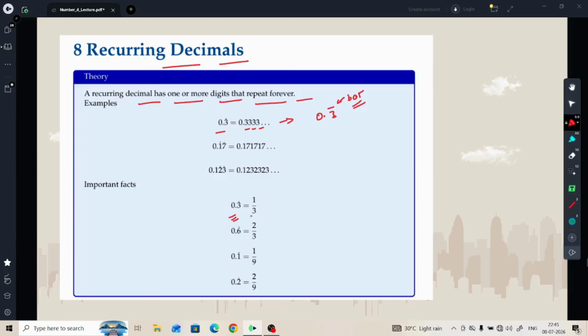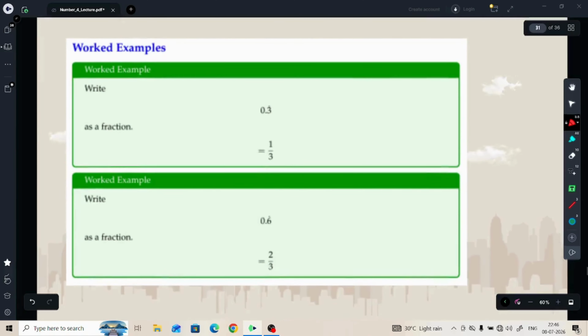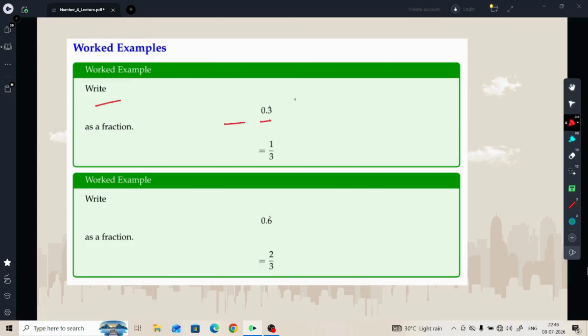You can understand that 0.3 bar, or 0.3 dot actually, can be written as 1 by 3. You'll be getting this answer only. What it means is that in 0.3, this 3 is getting repeated all the time. So if it is asking you to write 0.3 bar as a fraction, you can consider this as x. I prefer to write it as 0.3 bar because it is my habit, and it's more prominent when I do my calculations.